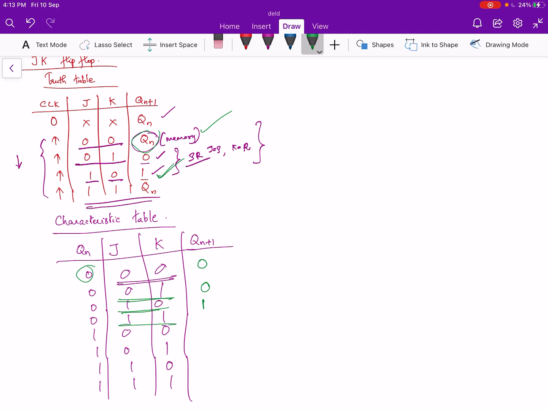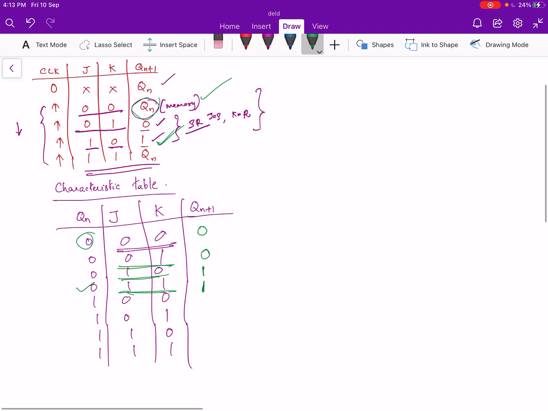And when it is 1 1, J is 1, K is 1, then Qn plus 1 will be equal to Qn bar. In this case Qn is 0, so Qn plus 1 will be 0 bar, that is equal to 1. Next case, J is 0 and K is 0. Here the output Qn plus 1 will be equal to Qn. Here Qn is 1, so the output will be 1.